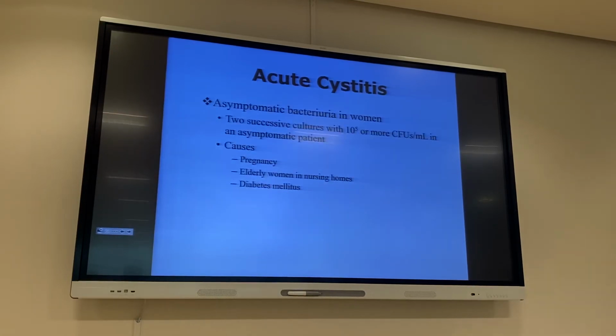All right, asymptomatic bacteriuria in women. So what is the gold standard for that definition? Usually on a routine culture, because there are no symptoms: 2 successive cultures with 100,000 or more colony forming units per milliliter in an asymptomatic patient. What are the causes? Elderly women in nursing homes because of the neglect and the unsanitary conditions. Diabetes mellitus, we just talked about this. And most importantly, pregnancy.